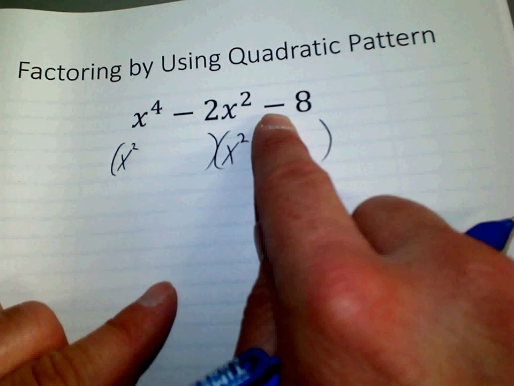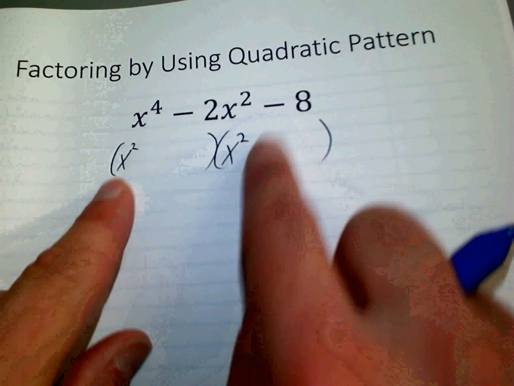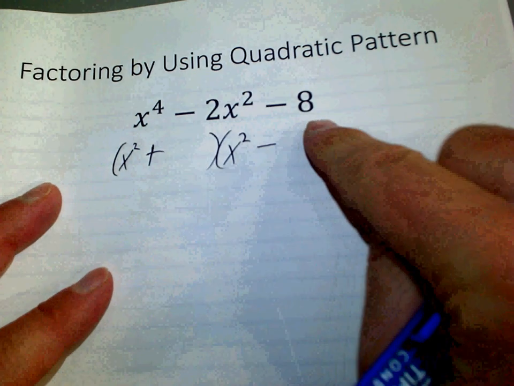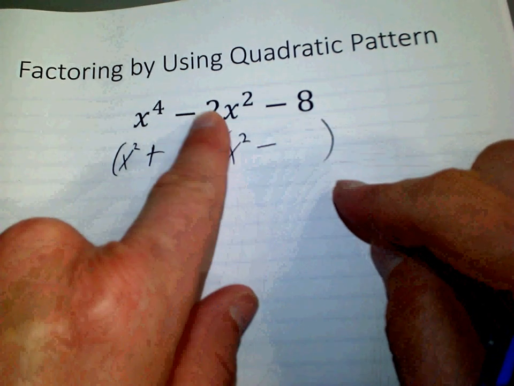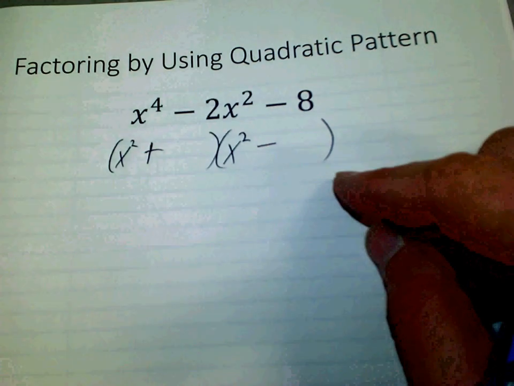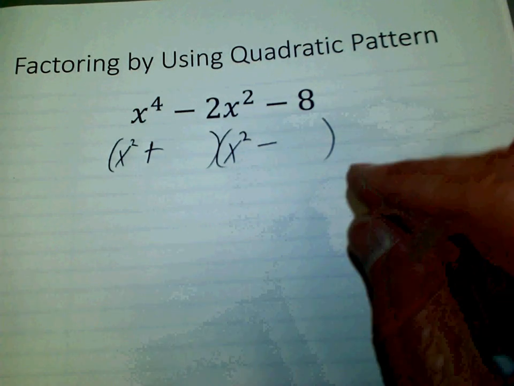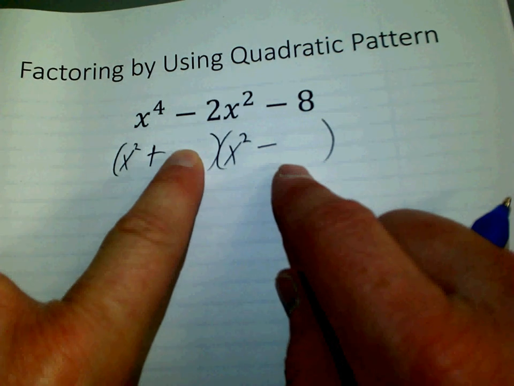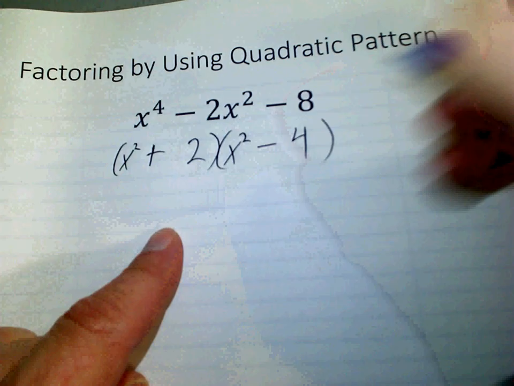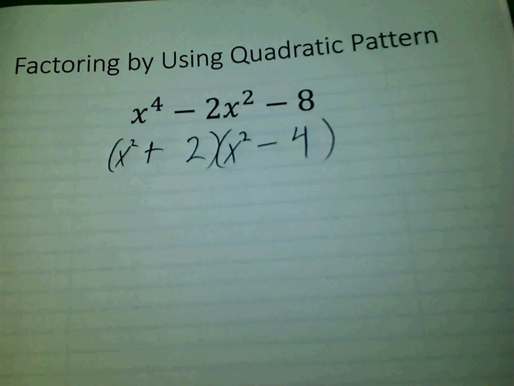I have to have some positive value minus some negative value to get a negative 8. What options should I use for 8? So I've got 4 and 2. Should the 2 be positive or should the 4 be positive? Hey, it worked. That works, doesn't it? Doesn't that leave us a negative 2x squared in the middle?